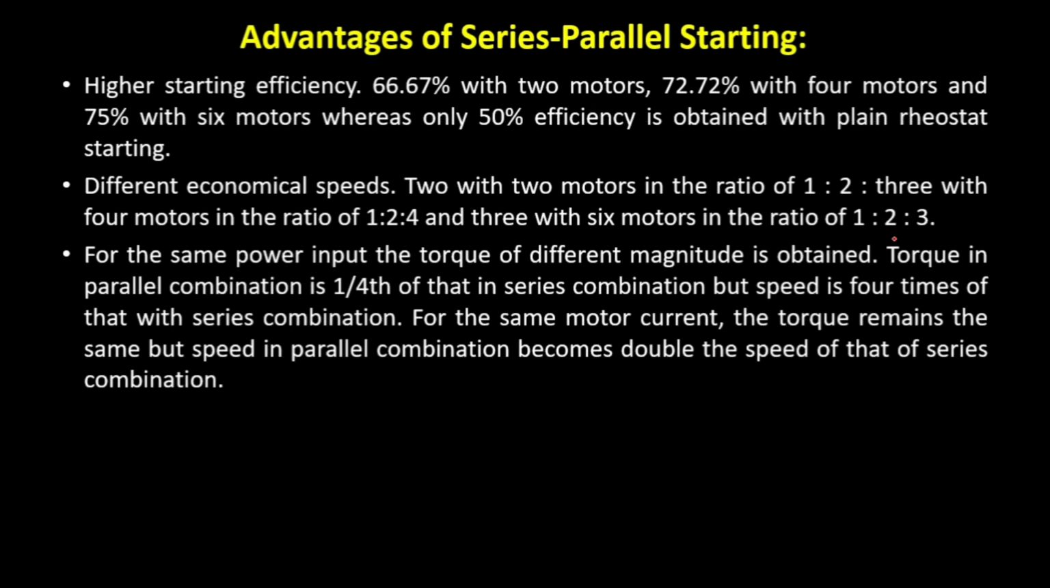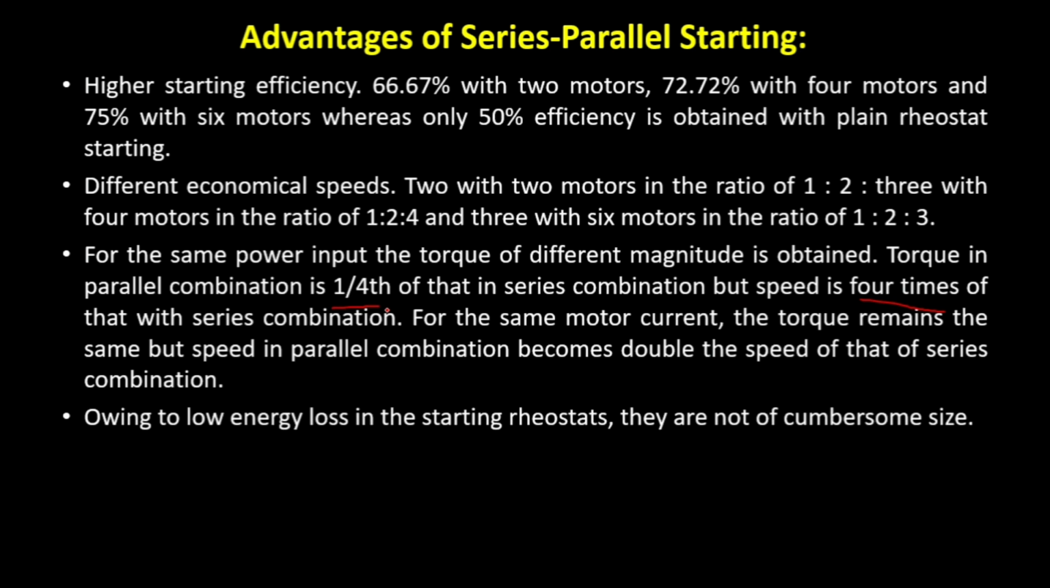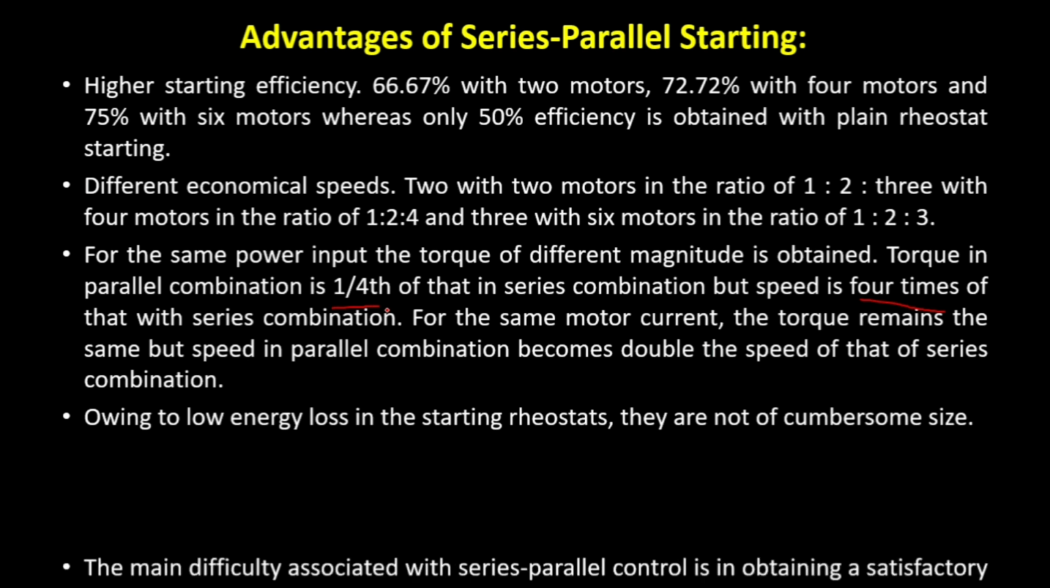Then for the same power input, torque of different magnitude can be obtained, and torque in parallel combination is 1/4. We have already studied this in unit number 1. In series combination it is 4 times. In parallel combination it is 1/4, and in series combination it is 4 times. So torque can be increased and decreased subsequently, and so can the speed. Owing to low energy loss in the starting rheostats, they are not of cumbersome size also.